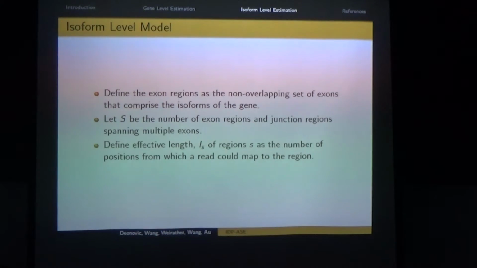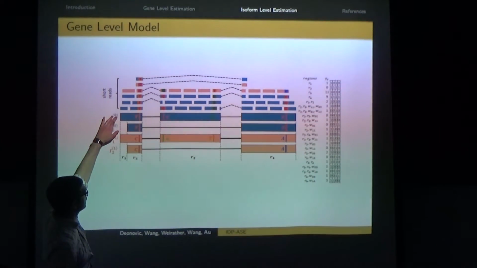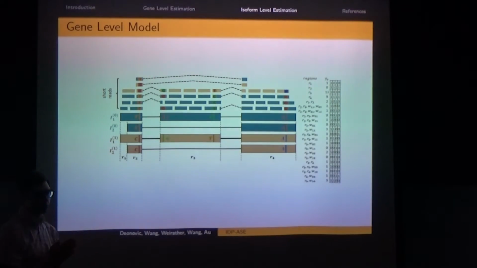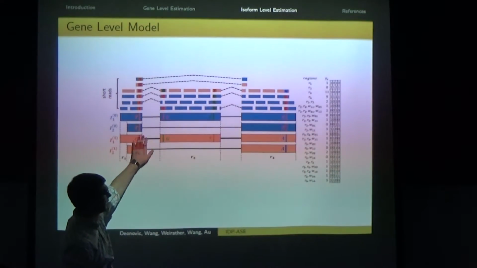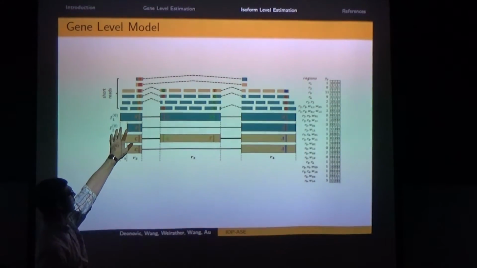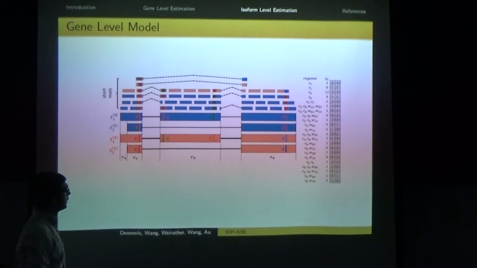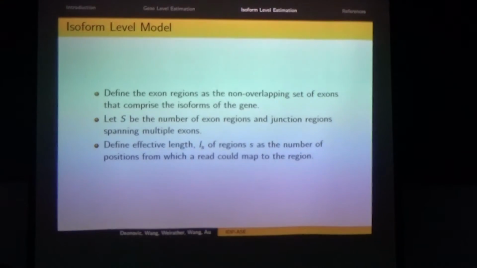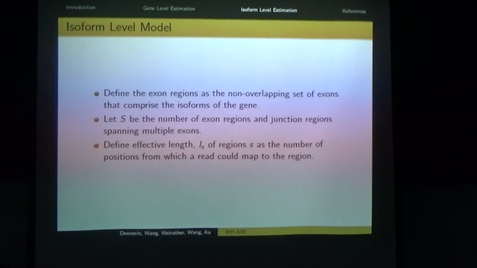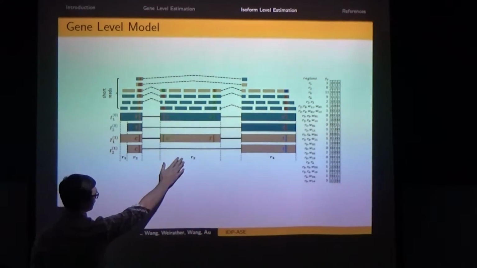So again, a picture does a lot better at describing this model. Here we have, again, the same gene I described earlier, but we've also indicated a possible isoform of this gene, which has exon skipping of the middle exon here. Also, you'll note that this exon 1 has a variable start site. So let's define exon regions as a non-overlapping set of exons that comprise the isoforms of the gene. You can see the regions indicated here, R1, R2, R3, and R4.